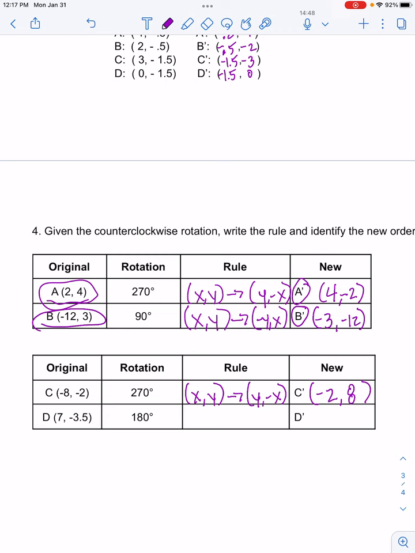On D, we haven't done this kind yet. The rule for 180 degrees looks like that, which means the X and the Y get to stay in their same spot, but their sign changes to the opposite.